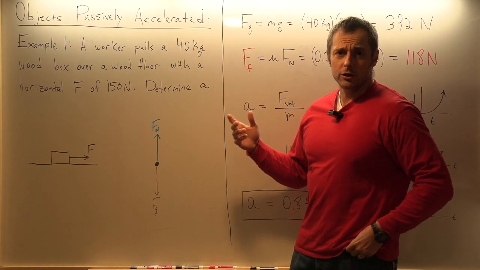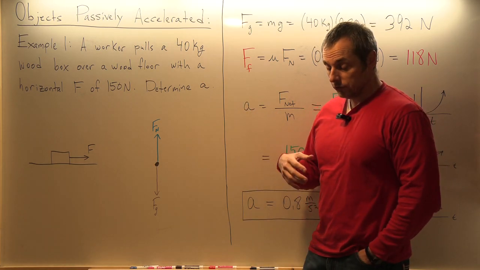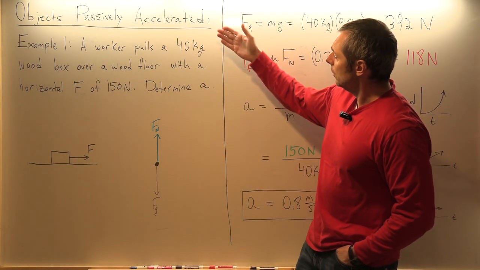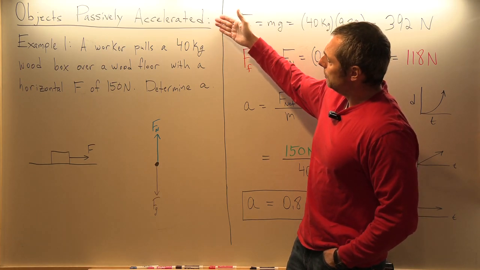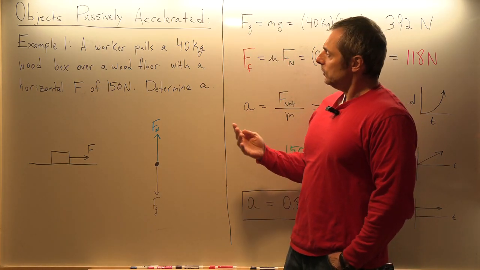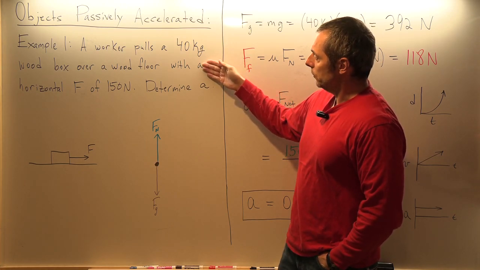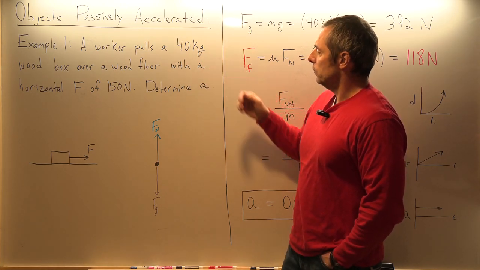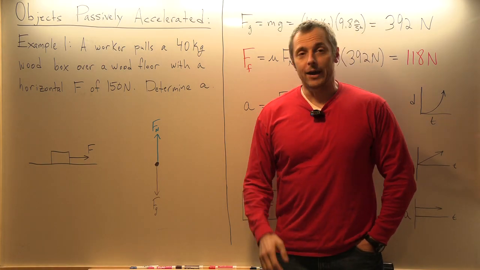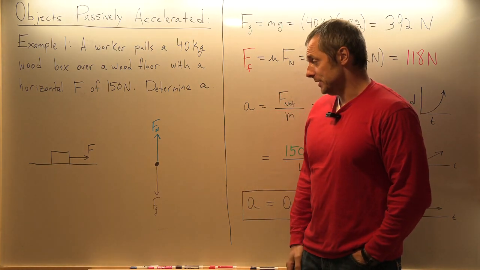So we're just going to study this motion through a couple examples. So title for today, objects passively accelerated. The first example, we've got a worker pulling a 40-kilogram wood box over a wood floor with a horizontal force of 150 newtons. And our goal is to determine the acceleration.